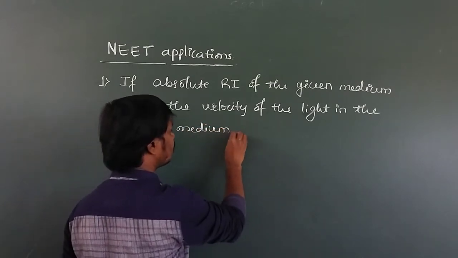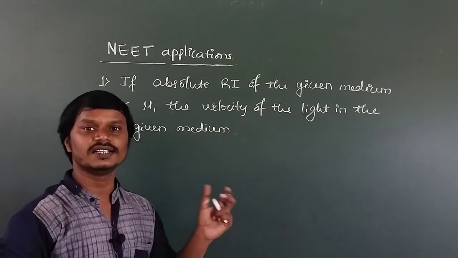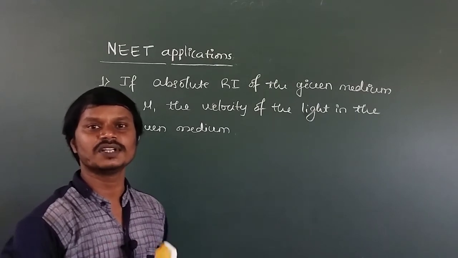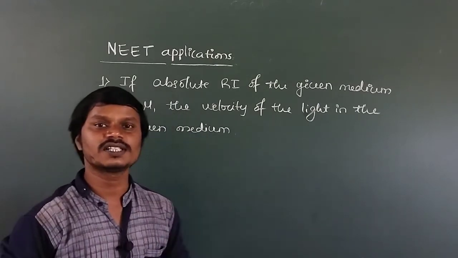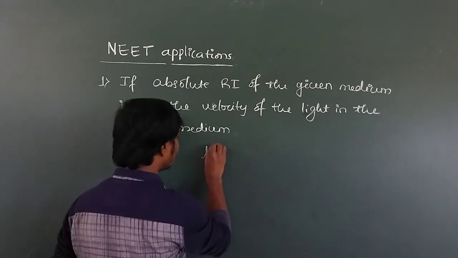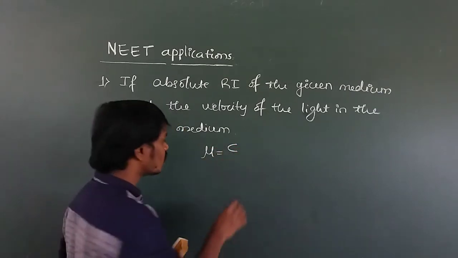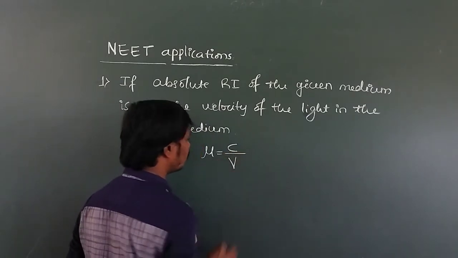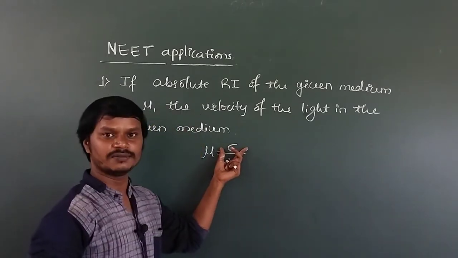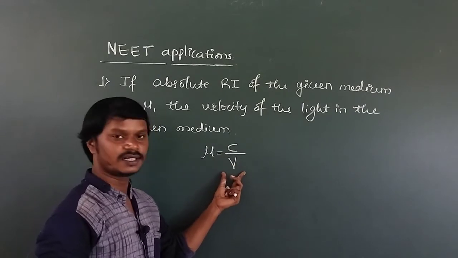So how to find this? How to find the velocity of the light in the given medium? By using the absolute refractive index formula. What is absolute refractive index? It is the ratio of speed of light in vacuum to the speed of light in the medium. So C is speed of light in vacuum and V is speed of light in a medium.